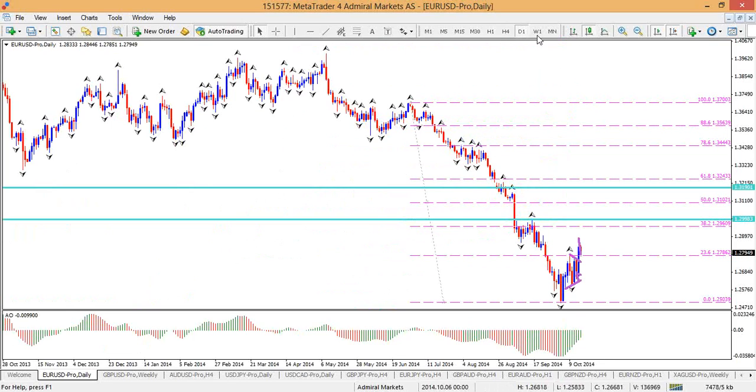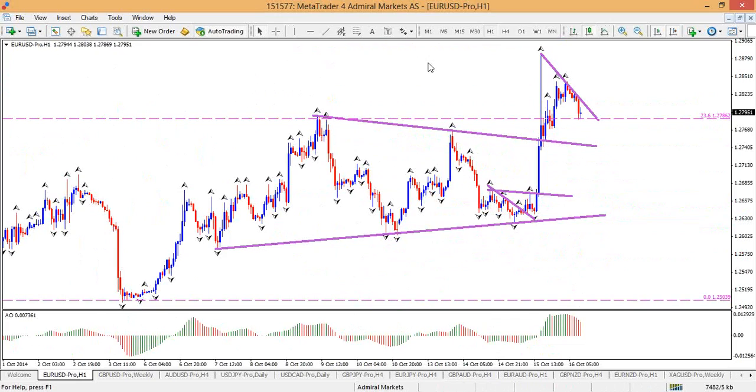So that's, I think, all the twists and angles on the euro dollar. We can now move on, maybe to the pound, or what do you like more, the pound or the dollar yen? Which one's next? You can choose.